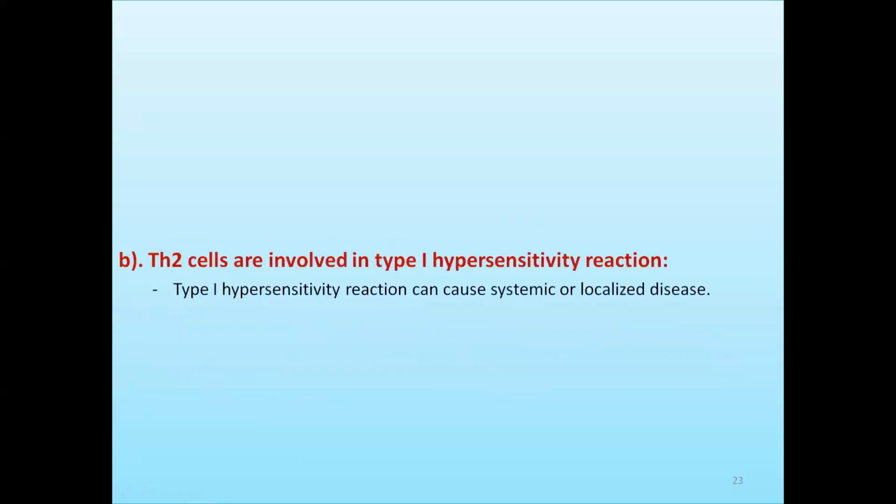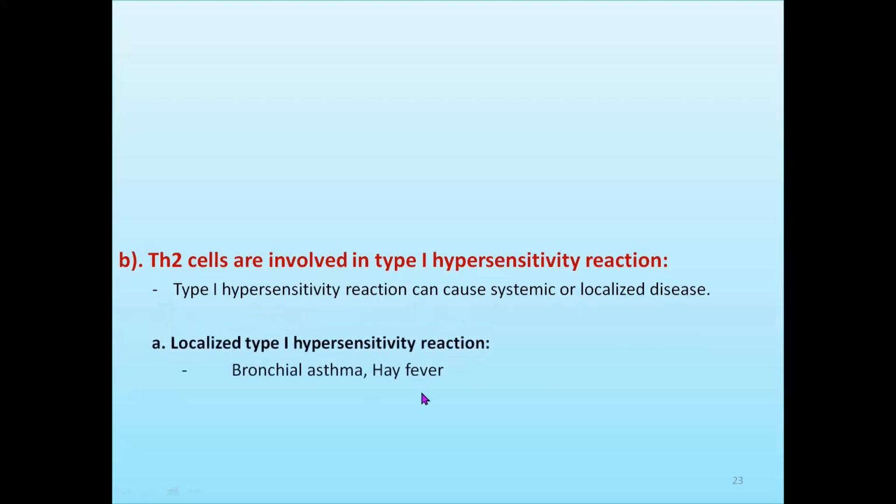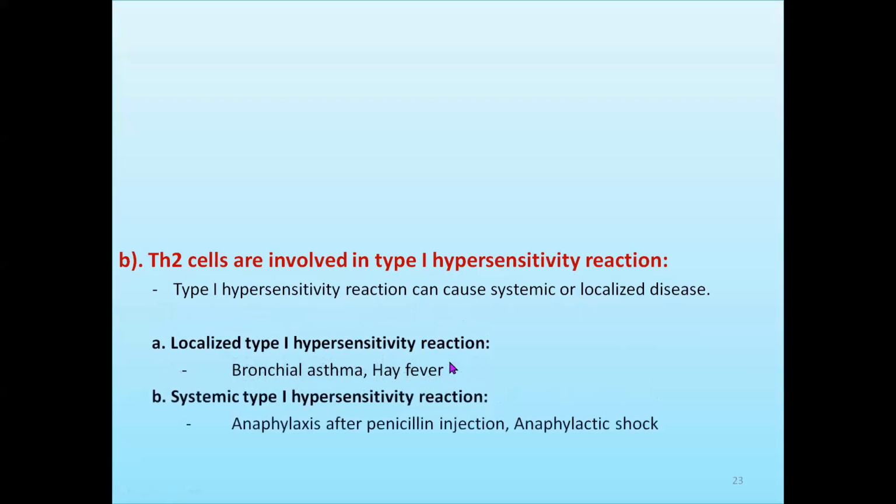Th2 cells are involved in type 1 hypersensitivity reaction. It is also known as anaphylactic reaction or simply anaphylaxis. Type 1 hypersensitivity reaction can cause systemic or localized disease. Localized type 1 hypersensitivity reaction examples are bronchial asthma and hay fever. Examples of systemic type 1 hypersensitivity reaction are anaphylaxis after penicillin injection, and anaphylactic shock because of different etiology.